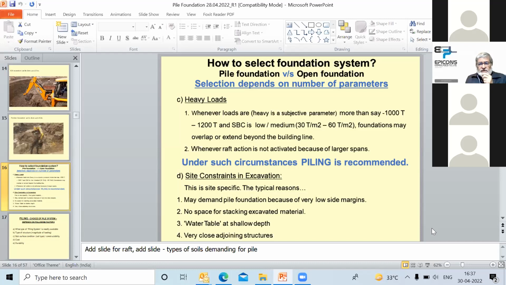These are site specific and not general. Site conditions may demand a pile foundation, because of very low side margin. If side margins are very small, there is no space for keeping the excavated material or even the construction equipment. Water table at shallow depth will not allow the concreting of an open foundation, and a very close adjoining structure means your excavation may enter into the influence zone of its foundation.